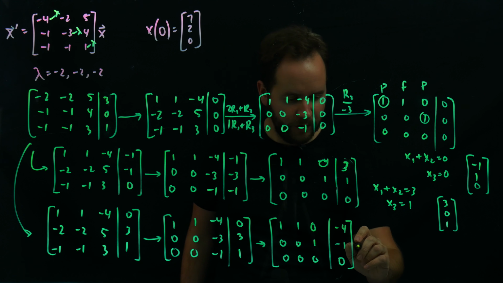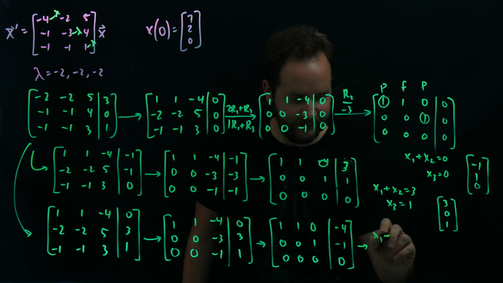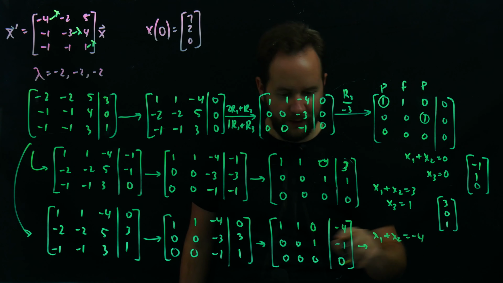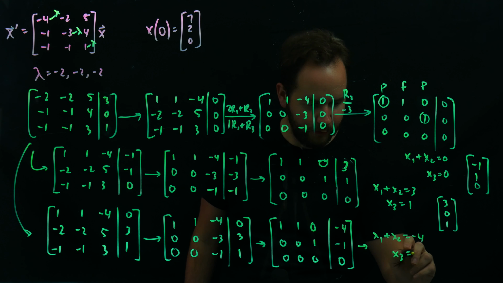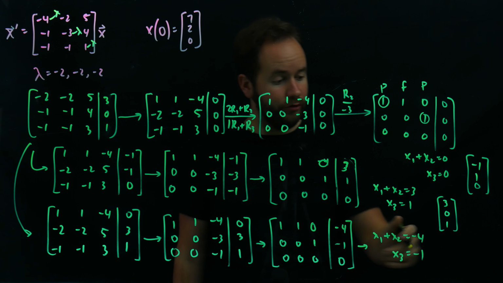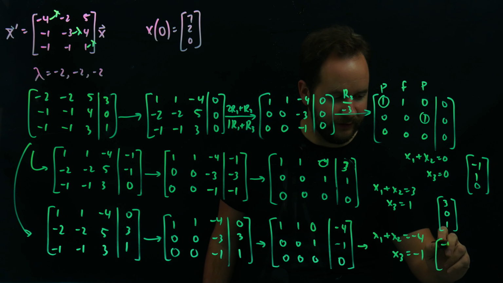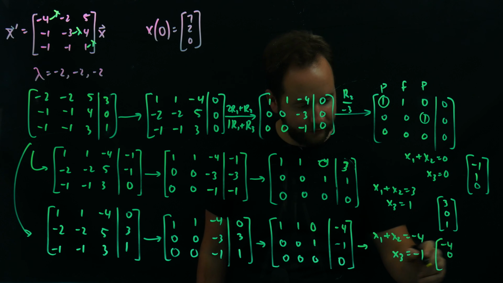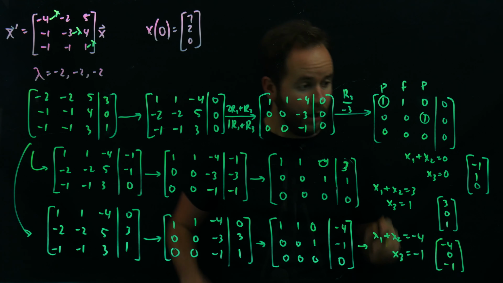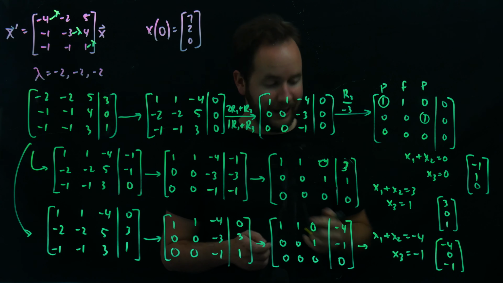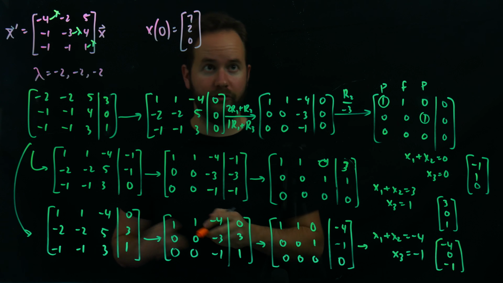I'm going to set up the equations I see here. This says x1 plus x2 equals -4. The second row reads x3 equals -1. Once again, I can choose whatever I want for x1 or x2 so long as it equals -4. So I'm going to say x1 is -4 while letting x2 be 0, and x3 by default must be -1. Okay, I now have all 3 eigenvectors. So now it's time to generate my solution.